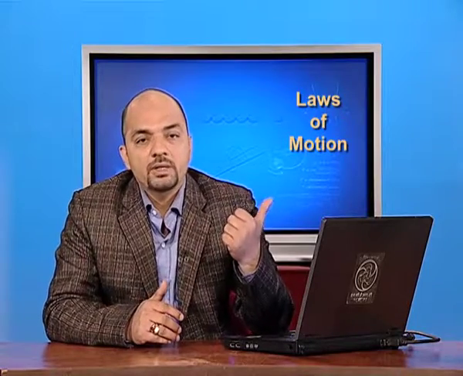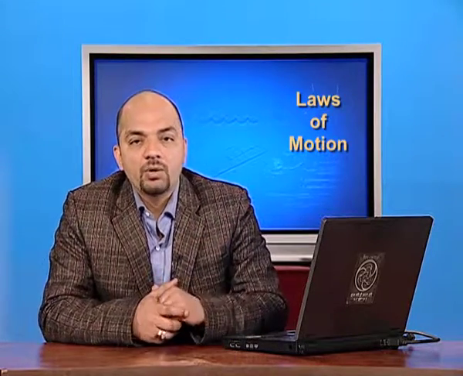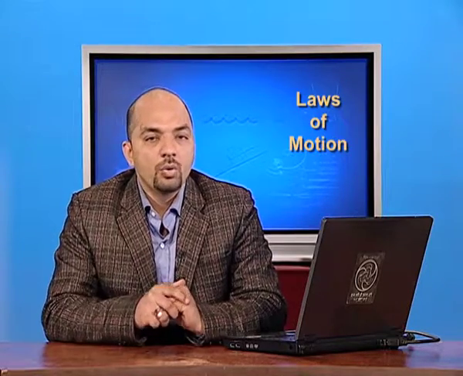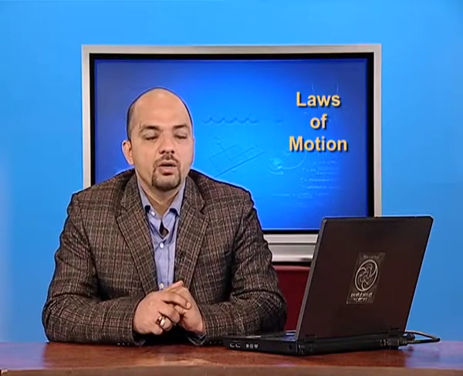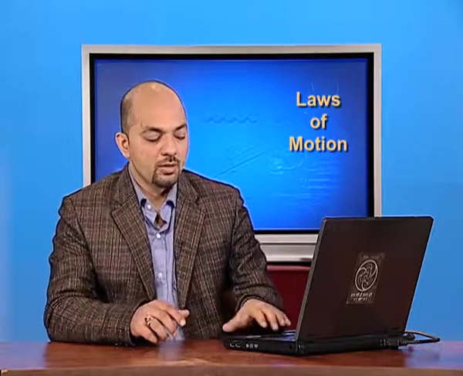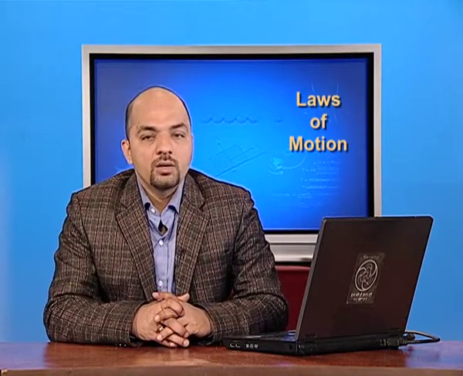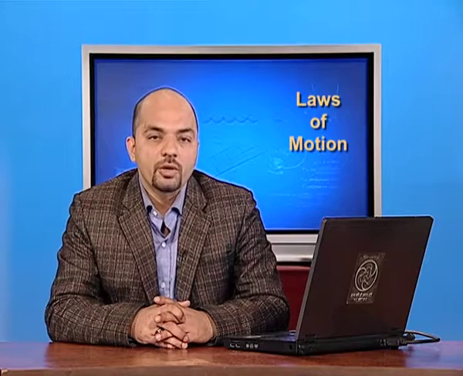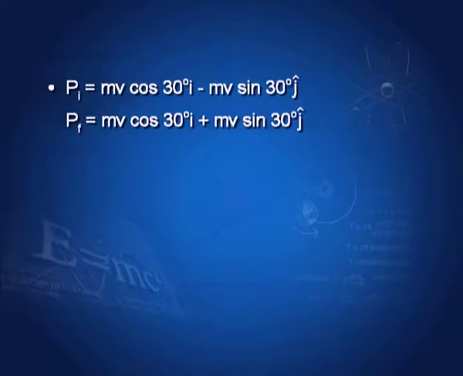Let us repeat our previous numerical. We have a ball of mass m moving with velocity v. If the angle of incidence is 30 degrees with the vertical, then resolving linear momentum Pi into its rectangular components, Pi equals mv cos 30 along i minus mv sin 30 along j, and after collision the linear momentum Pf equals mv cos 30 along i plus mv sin 30 along j.